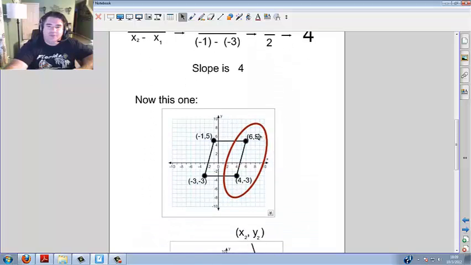Now, this side, I'm going to do the same thing. 5 minus negative 3 over 6 minus 4.